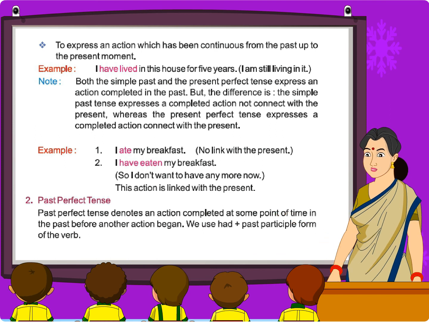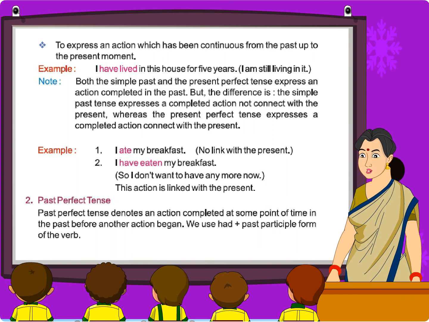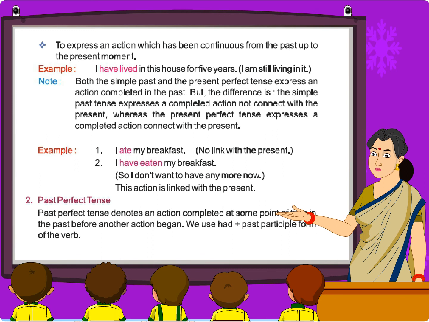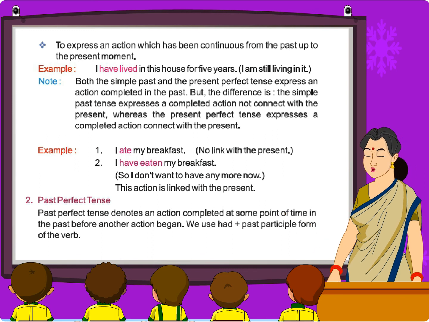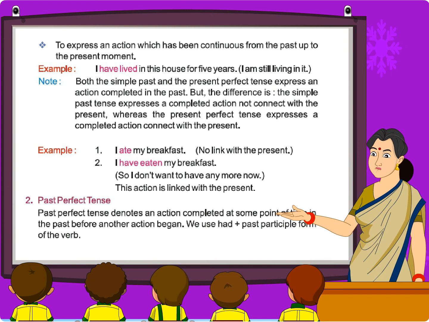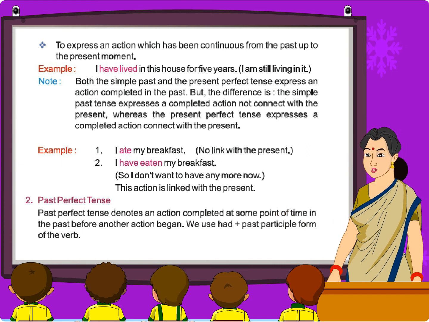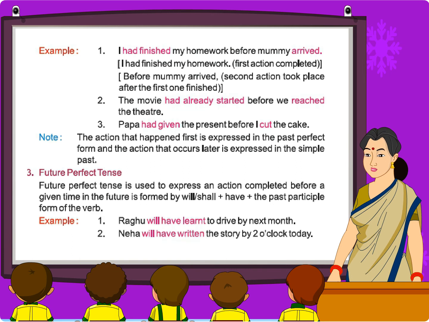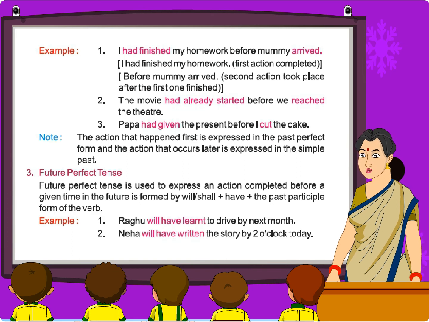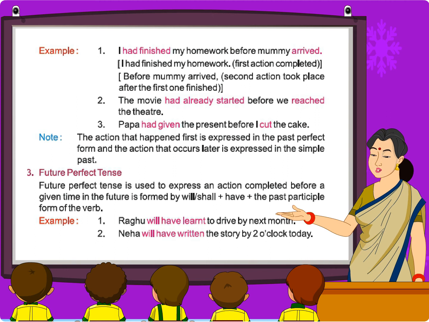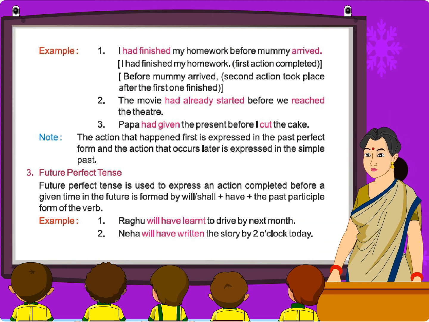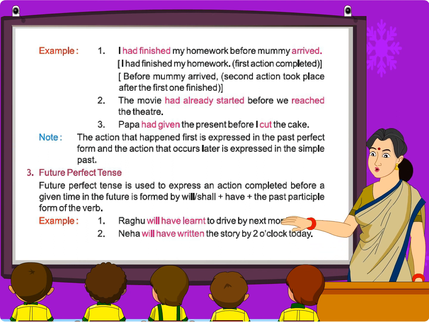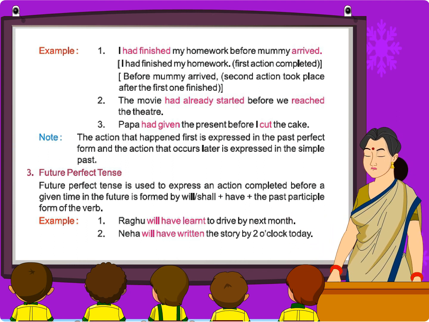Past perfect tense. Past perfect tense denotes an action completed at some point of time in the past before another action began. We use had plus past participle form of the verb. Example, I had finished my homework before mummy arrived. I had finished my homework. First action completed. Before mummy arrived. Second action took place after the first one finished.